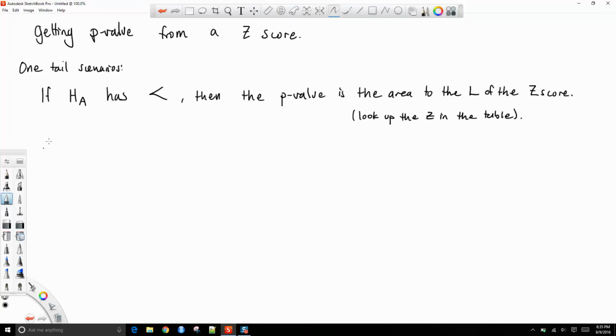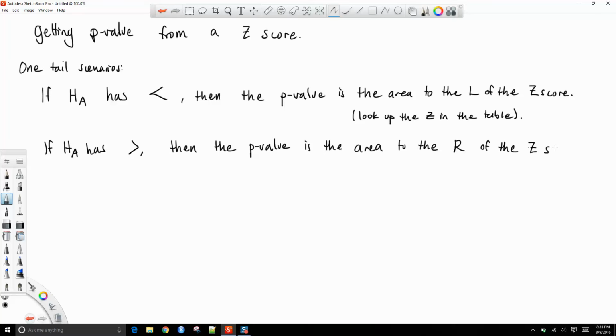Okay, if the alternative has a greater than sign, then the p-value is the area to the right of the z-score. So in that case, look up z in the table and subtract that from 1.